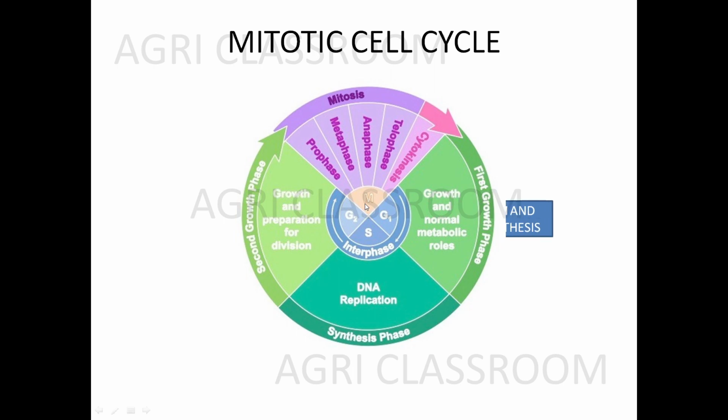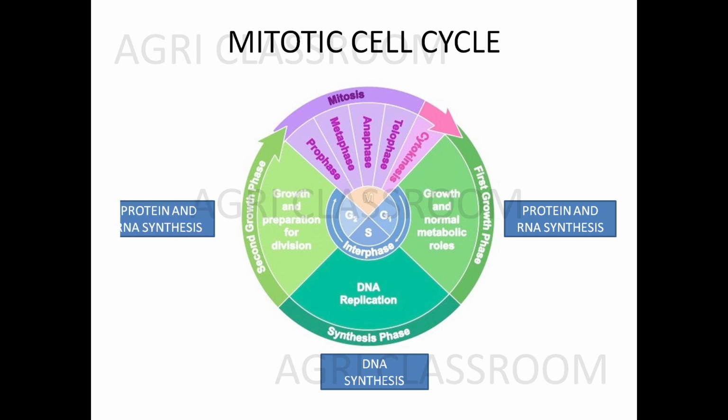In G1 phase, protein and RNA synthesis occurs. In S phase, DNA synthesis occurs. In G2 phase, protein and RNA synthesis occurs. Now look into different stages of the cell cycle.